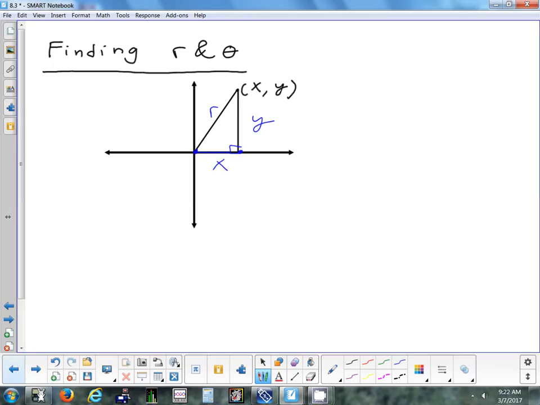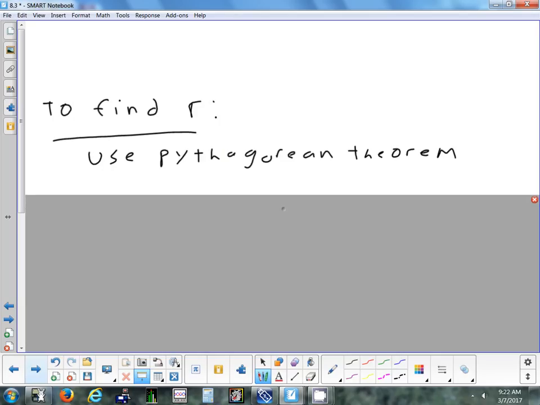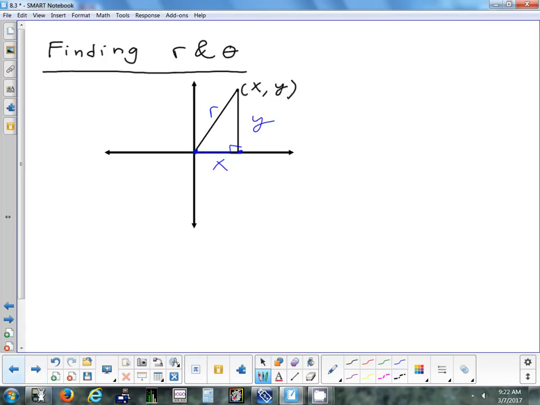Okay, so to find r, what would you do in that triangle? Yeah, you just use the Pythagorean theorem. I'm going to write this down on the next page, but the idea is to find r, use the Pythagorean theorem: x squared plus y squared equals r squared. You can write it now, or I'll write it down in a minute. Now, the other thing I have to do is find theta.